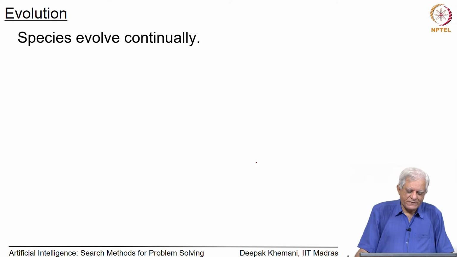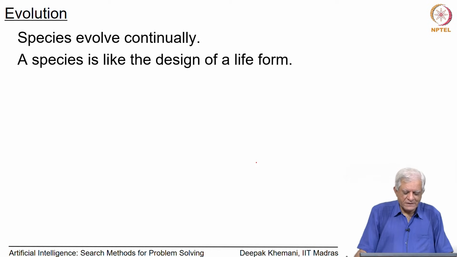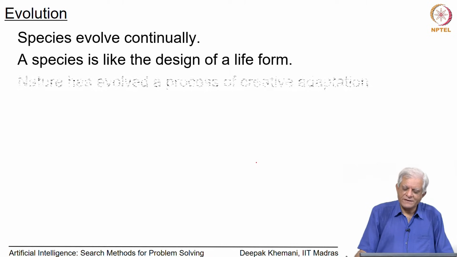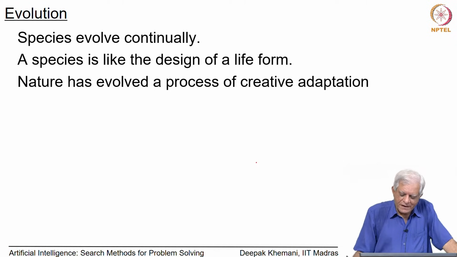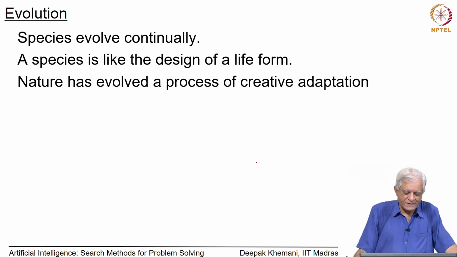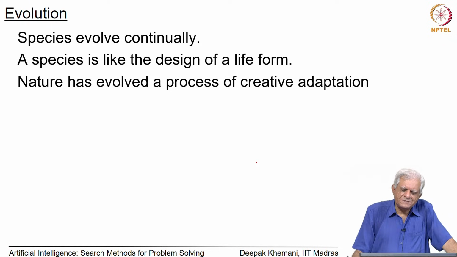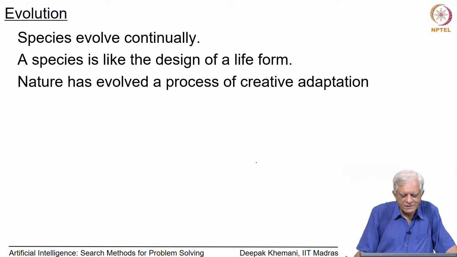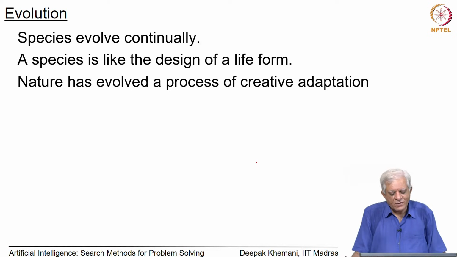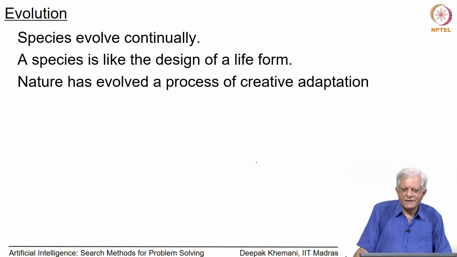So, evolution is a process by which all these species evolve continually. A species is, like we said, a design of a life form, and nature has evolved a process of creative adaptation to keep improving upon this design. Now, there used to be alternate theories of the world or philosophy, you might say, and one of the competing theories was that of creationism, which says that God created the world, and that is why it is so perfect essentially.